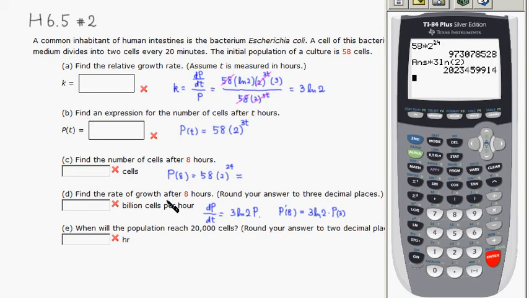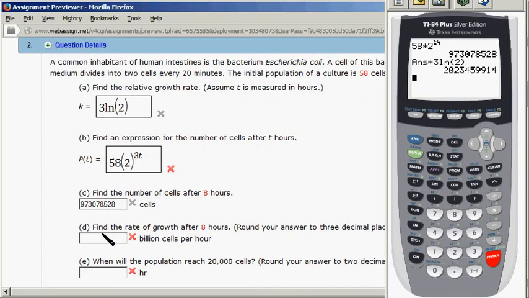They want you to round your answer to 3 decimal places. It looks like 1, 2, 3, 1, 2, 3, 1, 2, 3, so it's 2 billion. With 3 decimal places, it's 2.023. Let's type that in: 2.023 billion cells per hour.